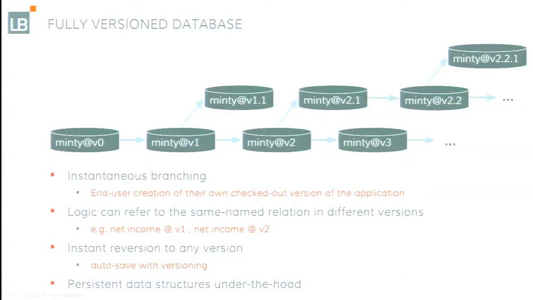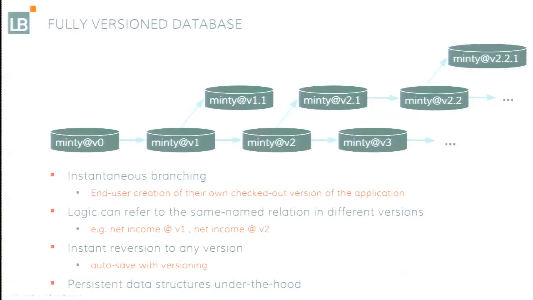In addition to this, the rules you write can actually refer to the same named relation at different versions. So I can write one rule that compares net income at V1 with net income at V2, and say, okay, what are the tuples that are in both versions? What are the tuples that are in one version and not the other? And what this also allows us to do is write merge rules.